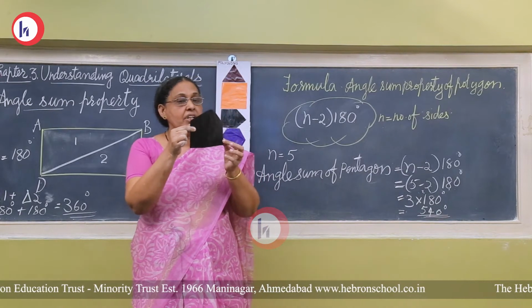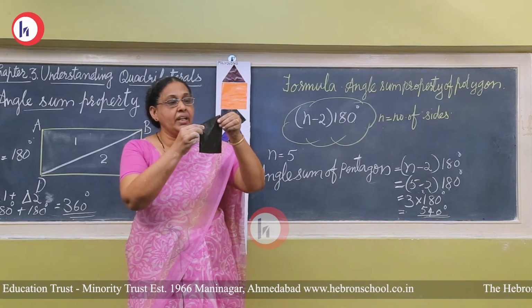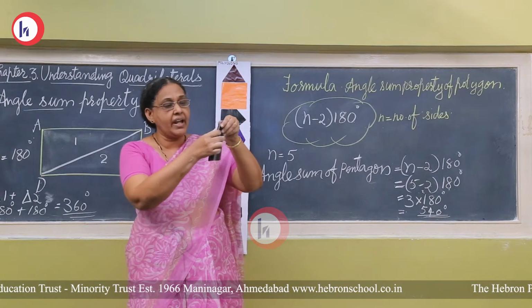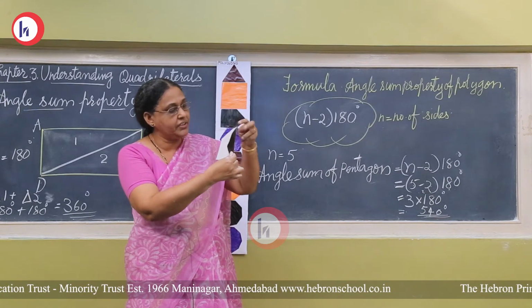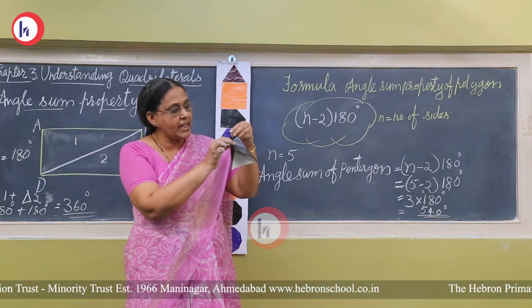Now, when we try to make the triangles, can you say how many triangles? One can be made from this side. Another can be made from this side.